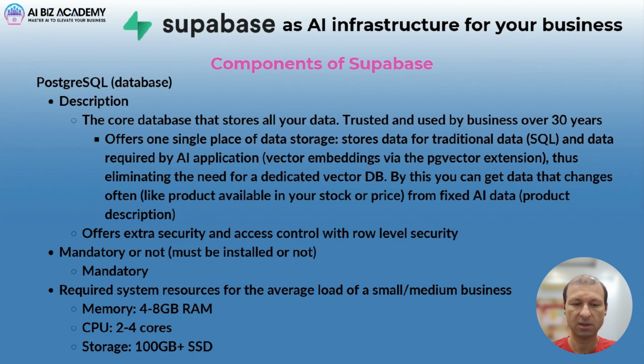You have extra security with access control that you can delegate to specific users and roles, and you can make it even more restrictive with row level security, giving access to specific rows in a certain table. As you might have guessed, this is the core database component, so you cannot opt to disable it. As for the system resources, you need around 4 or 8 gigabytes of RAM, 2 or 4 CPU cores, and I recommend at least 100 gigabytes of storage.